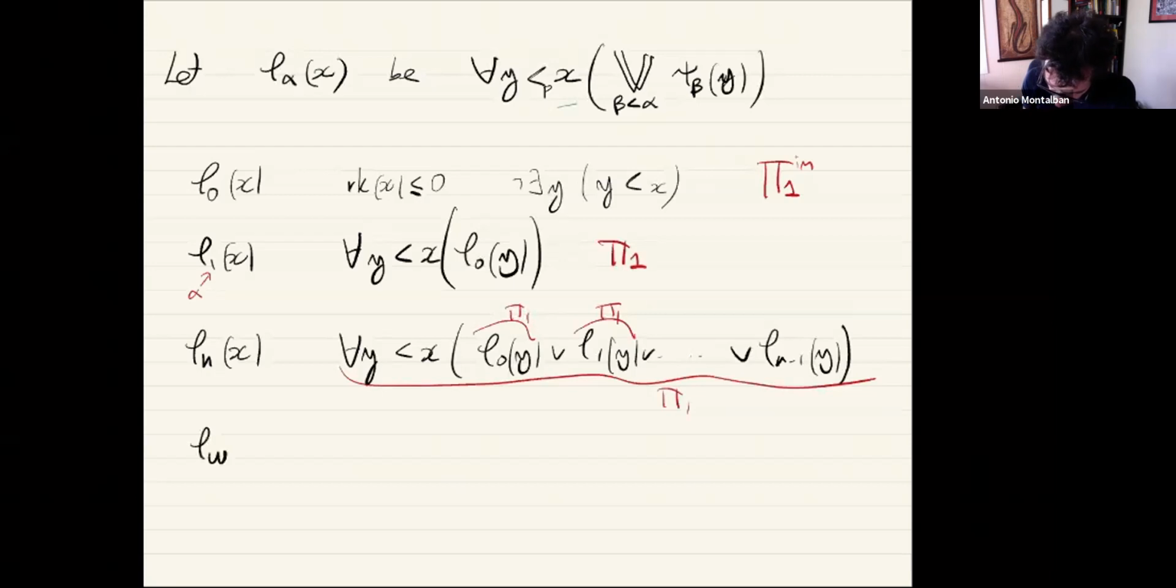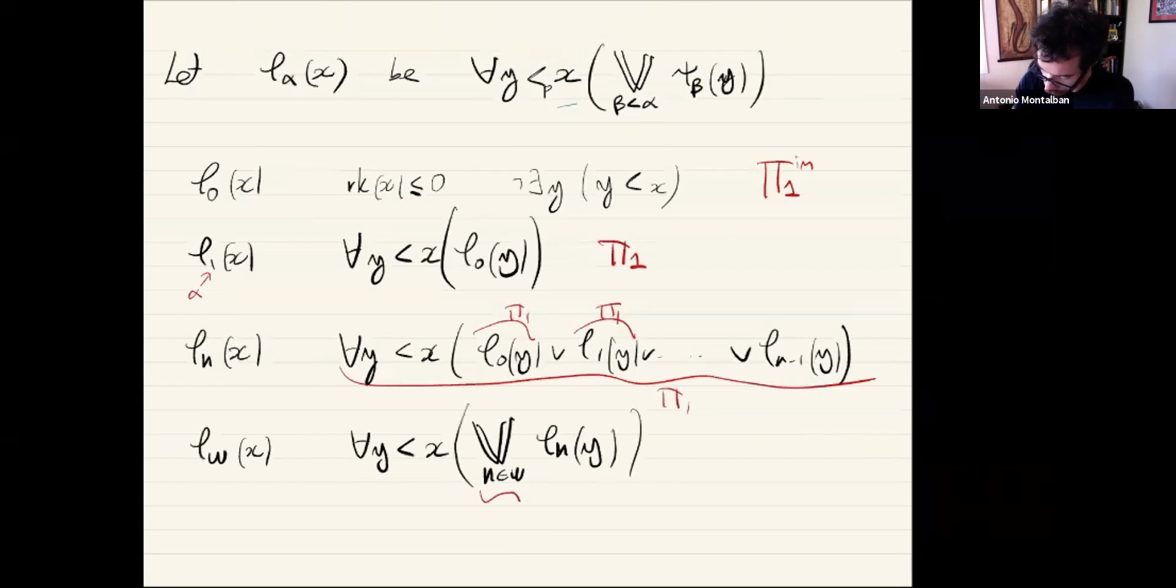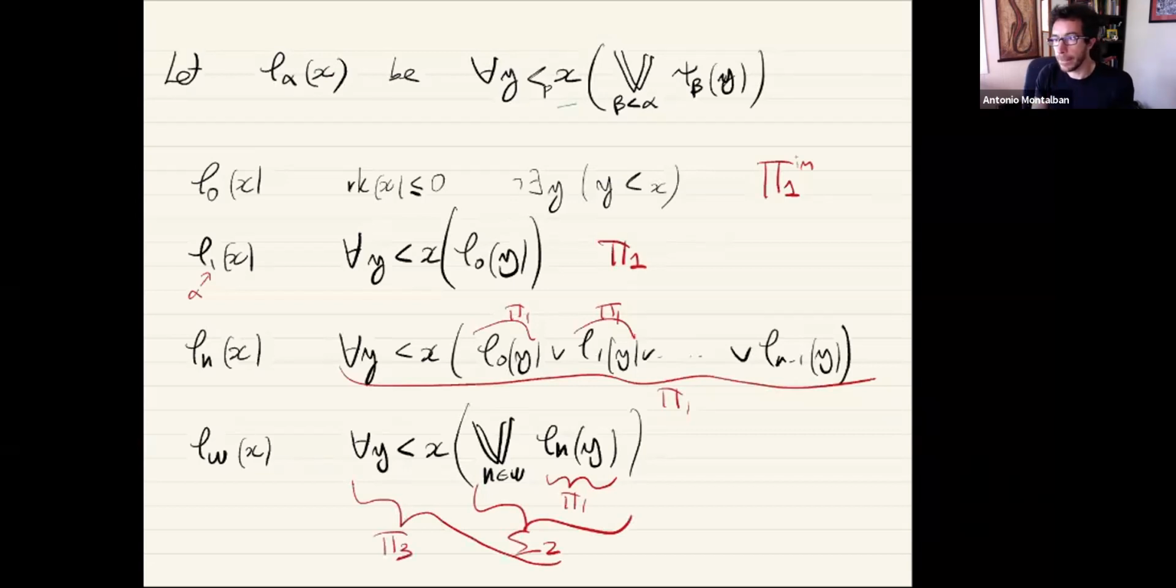But when we want to do phi omega of x, now we want to say for every y below x, the disjunction over n in omega of phi n of y. Each of these is pi 1, but then this whole thing is sigma 2 because you have an infinitary disjunction. And then the whole thing is pi 3. So what's going to happen is every time we do another omega step, we're going to add 2 more.